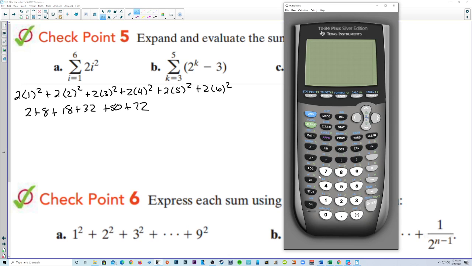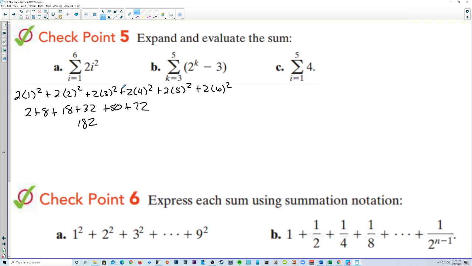Let's grab a calculator, save a little time here. We got 2 plus 8 plus 18 plus 32 plus 50 plus 72, and we get 182. So there's A.